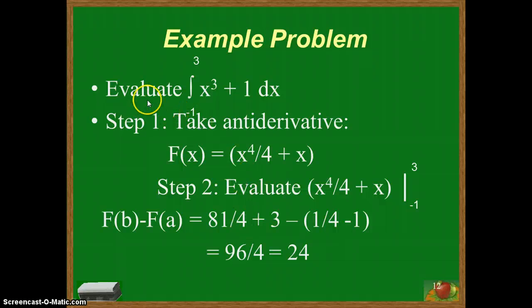Here's an example problem. Evaluate the integral from negative 1 to 3 of x cubed plus 1 dx. Step 1, take the antiderivative. That equals x to the 4th over 4 plus x. Evaluate at 3 and negative 1. When I do that, capital F of b minus capital F of a is 81/4 plus 3 minus, there's a minus sign right here, 1/4 minus 1. And this comes out to be 24.